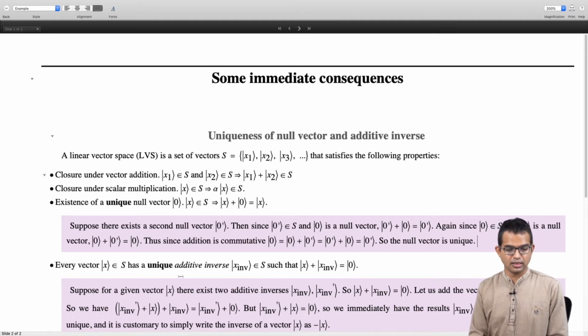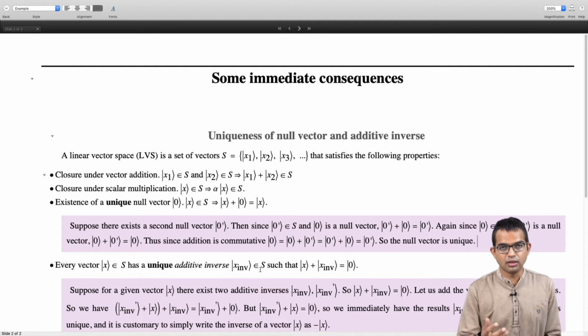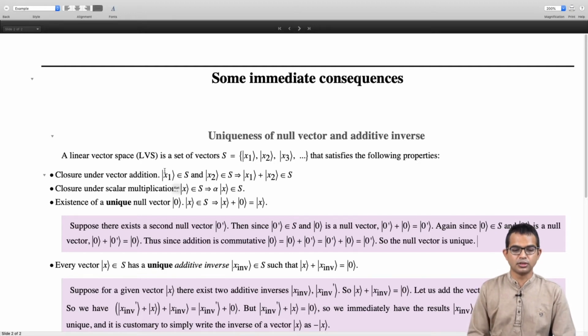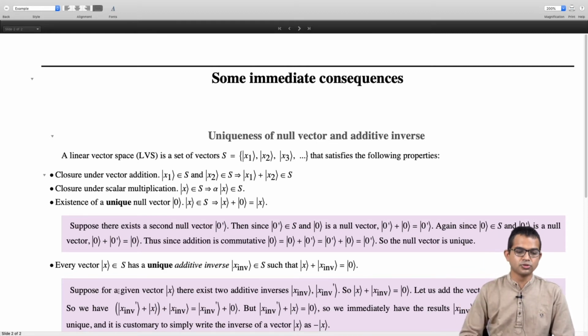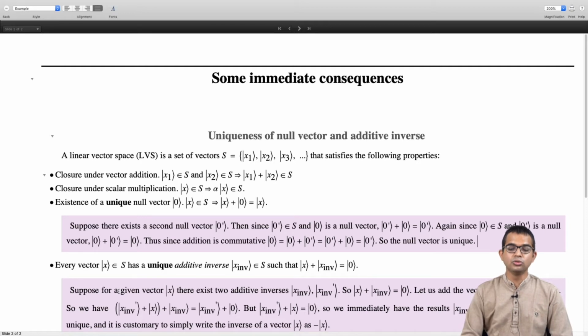We have said that every vector of your vector space has an additive inverse, and now we are going to say that we don't have to explicitly specify that it's unique, but it has to be unique. It follows from the structure of all these properties already. So what is the proof for this? Suppose there exist two inverses, let's say x inverse and x inverse prime. So for a given vector x, there are two additive inverses, x inverse and x inverse prime. So x plus x inverse must be equal to 0 by definition of the additive inverse.